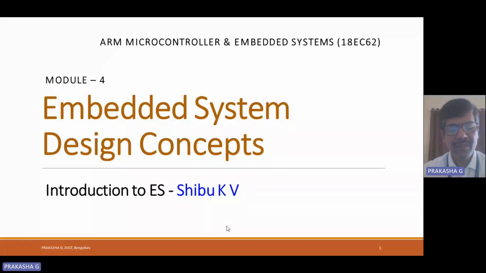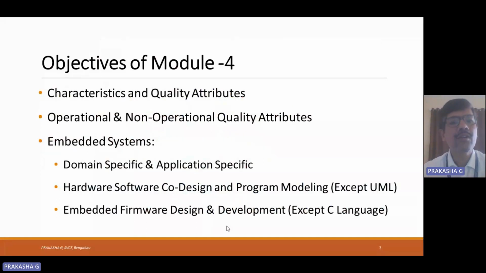system can be designed. Okay, the contents of this module, or we can also call them the objectives of this particular module, deal with characteristics and quality attributes as the first one. Second one, operational and non-operational quality attributes, one of the very important topics of this particular module.